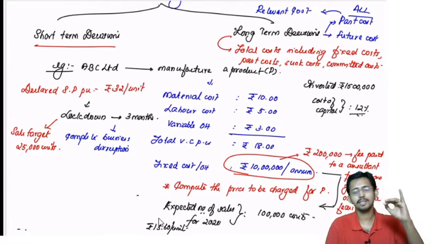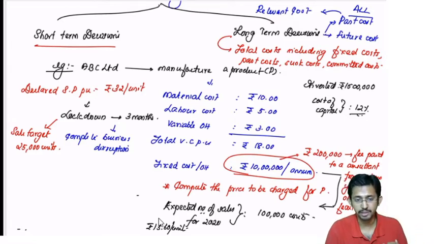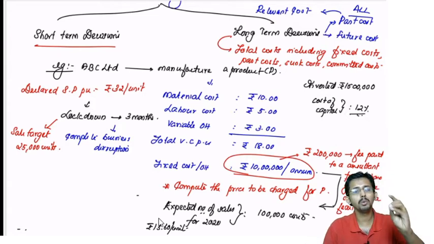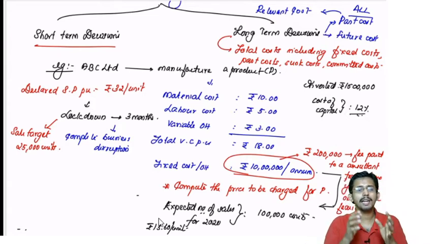So the feature 1, it is a short-term decision. If it is a short-term decision only, you can do such an analysis. If it is a short-term decision which is not going to affect your long-term decisions, then you can do a relevant cost analysis. How do you do a relevant cost analysis? You take the cost one by one and you see whether it is a relevant cost or not.